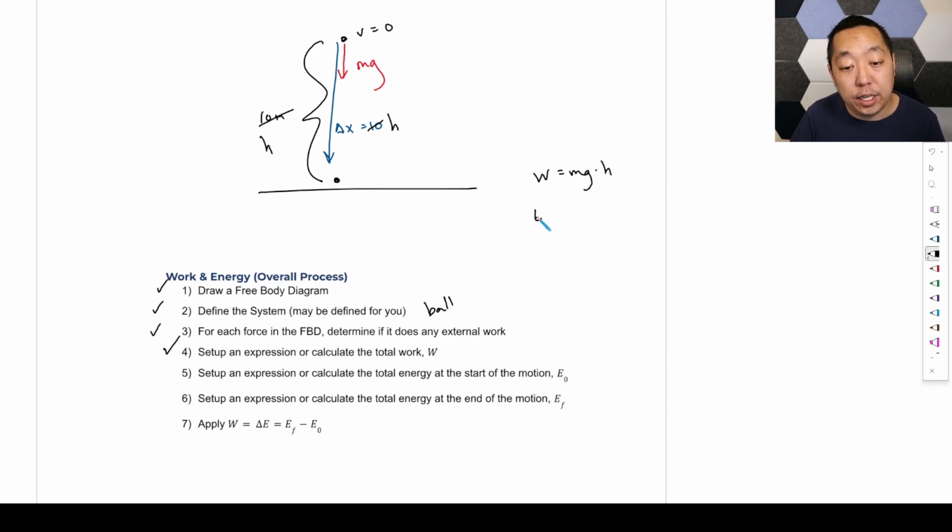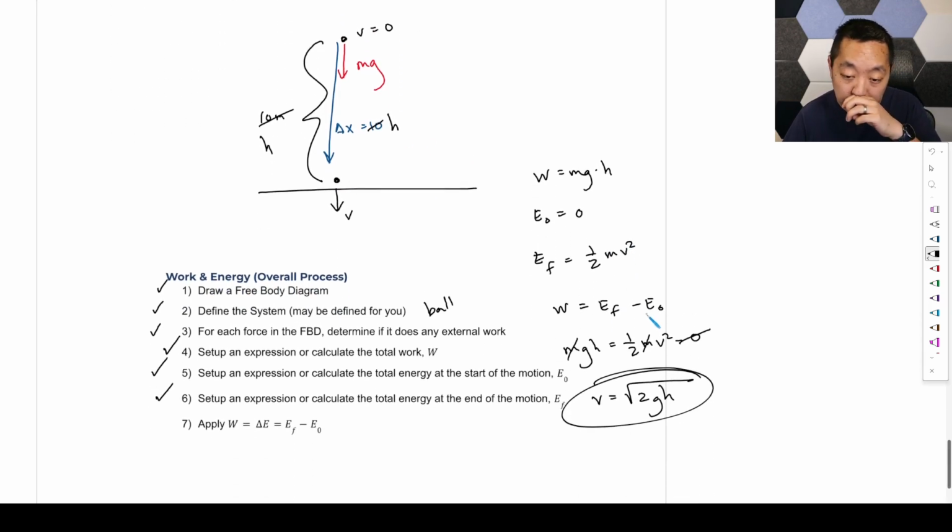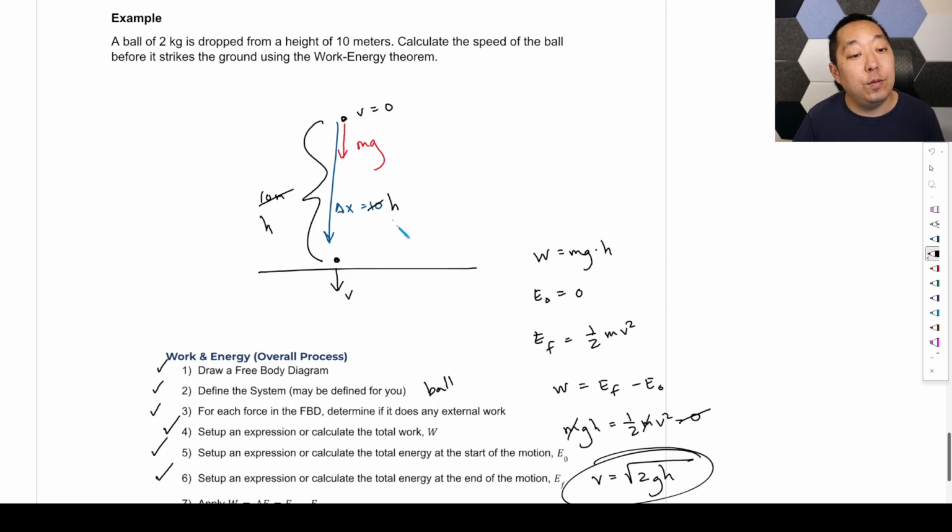How about the initial kinetic energy? It's going to be 0 because initially it's not moving. The final kinetic energy is going to be 1/2 mv squared at the end, since it's moving with some speed. If we apply work as the change in energy, work is the final energy minus the initial energy. That's mgh equals 1/2 mv squared minus 0. The m's cancel, and you can solve for v. v would be the square root of 2gh. You could plug in the numbers if you wanted to. Note the mass didn't matter, and if we did kinematics, we would get the exact same thing.